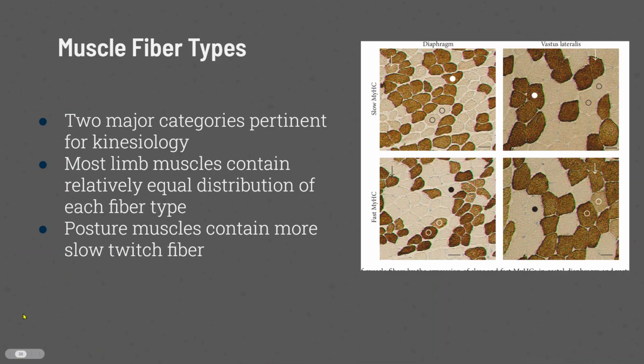We also have muscle fiber type, which you've probably heard of. Everybody's wondering if they have more slow twitch or more fast twitch. Typically, we're all kind of a nice mosaic, except for the people at the ends of the bell curve. Most limb muscles contain equal distribution. Posture muscles contain more slow twitch fibers for obvious reasons, because you need to stand in a certain posture for a long period of time.